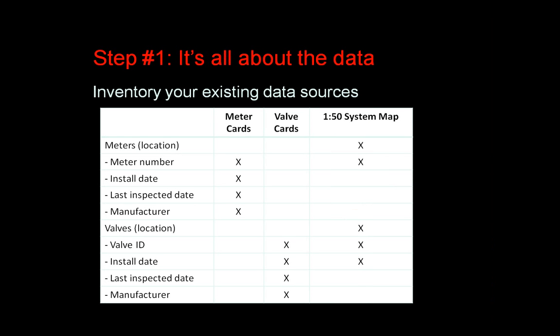What do you have? Along the top, I've put down, for example, meter cards, valve cards, 1 to 50 system map. Just create a column for each one of your different documents that you maintain your data on today. Then on the left-hand side, we go through and talk about the different types of data and what textual or attribute data we maintain about those. For example, a meter has a meter number, an install date, last inspected, a manufacturer. So you can go through and put an X in every column where that data shows up. And what you'll start to find out is that the same piece of information is probably recorded in multiple locations. That's the first step you want to go through.